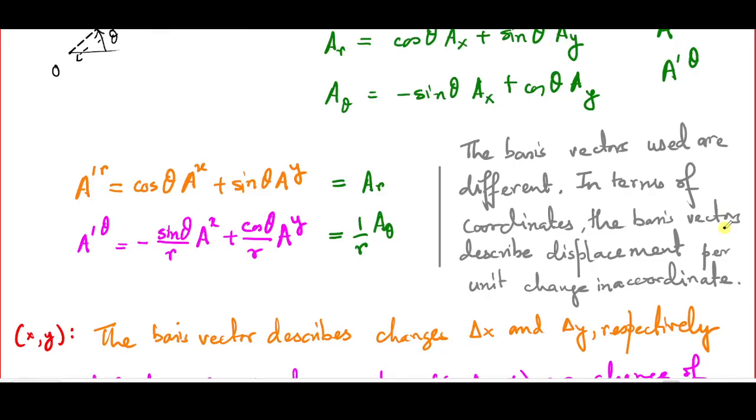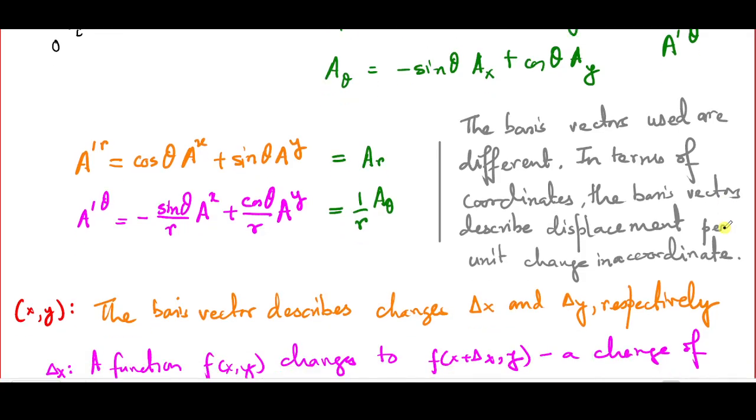So when you talk of the xy coordinate system, the basis vectors that are used simply describe changes of delta x and delta y respectively. Delta x, when you're talking of the vector along x, increasing x, where y is held fixed, so delta y is 0 for one of them, and delta y is a displacement change in y for the other basis vector that we use, and we involve no change in x for that.